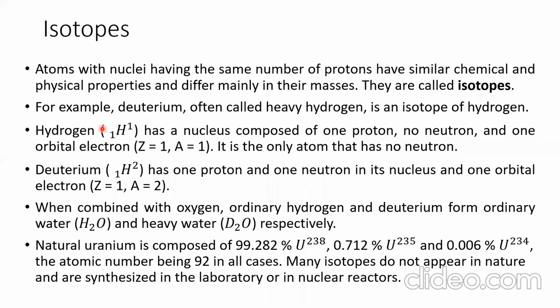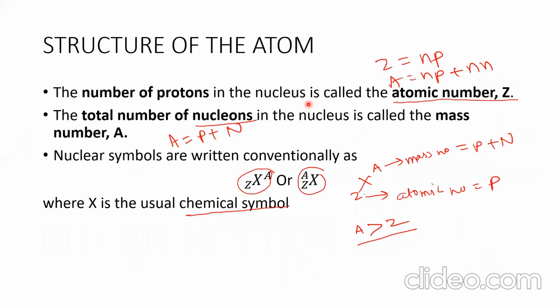Next is isotopes. Isotopes means what? Atoms with nuclei having the same number of protons have similar chemical and physical properties, but they differ mainly in their masses. That means the number of protons is the same, but the number of neutrons is different. As we studied here, mass number is equal to the number of protons plus neutrons.